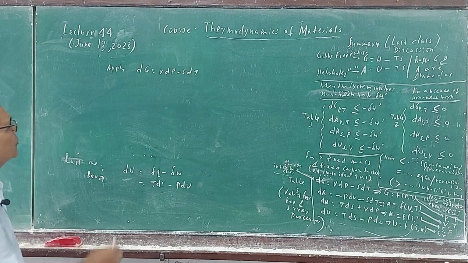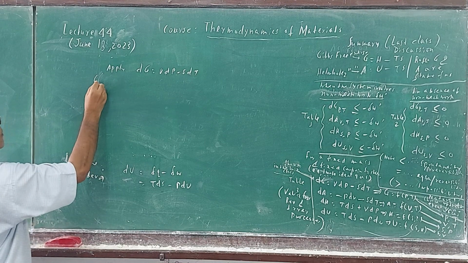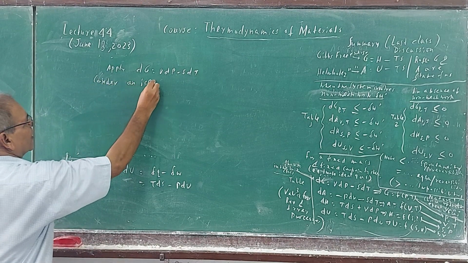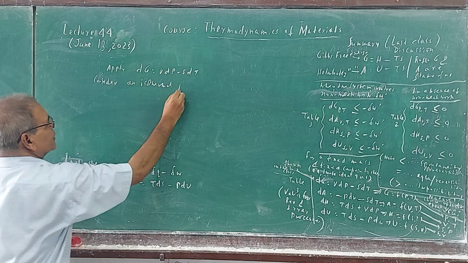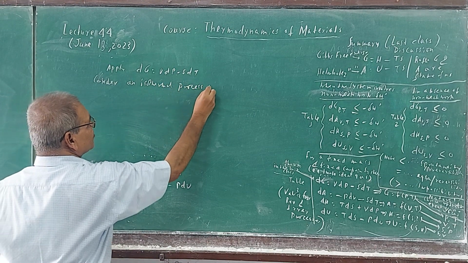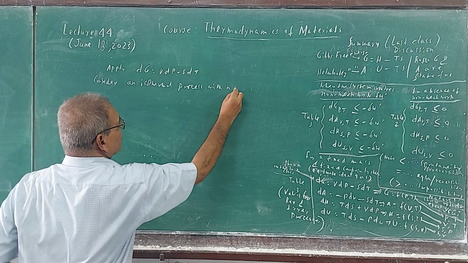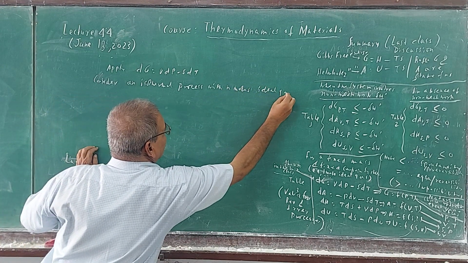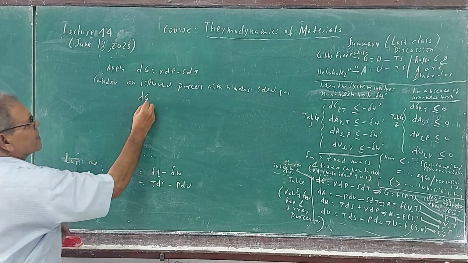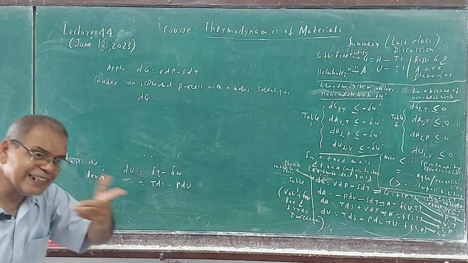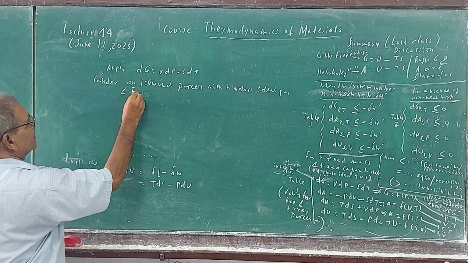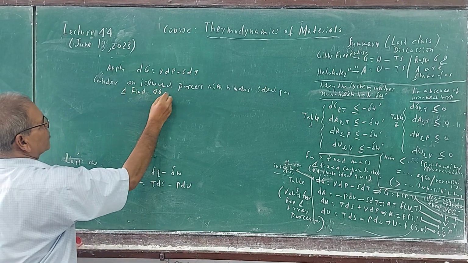Sir, isothermal process. Suppose I consider an application. Consider an isothermal process with n moles of ideal gas. For you, tell me what it is. dG is what? Apply this. Consider this and find delta G for the process.